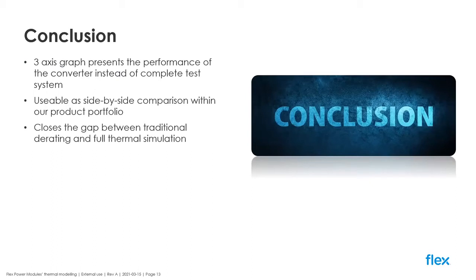The new 3-axis graph presents the performance of the converter instead of the performance of a complete test system, which is the case with the traditional test setup. We think this is useful for many applications, but especially for so-called cold wall or liquid-cooled systems.